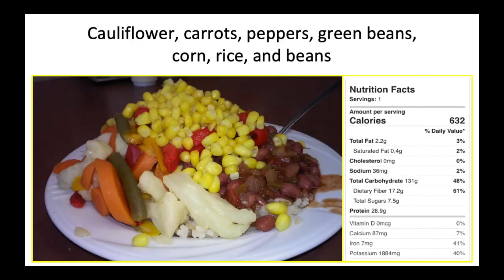This last slide here, we have some beans again, some rice underneath the vegetables. There's going to be about 600 calories. So what you're finding is that my lunches are around 600 calories. I'm getting over 100 grams of carbohydrates, and I'm getting somewhere between 15 to 20 grams of fiber.